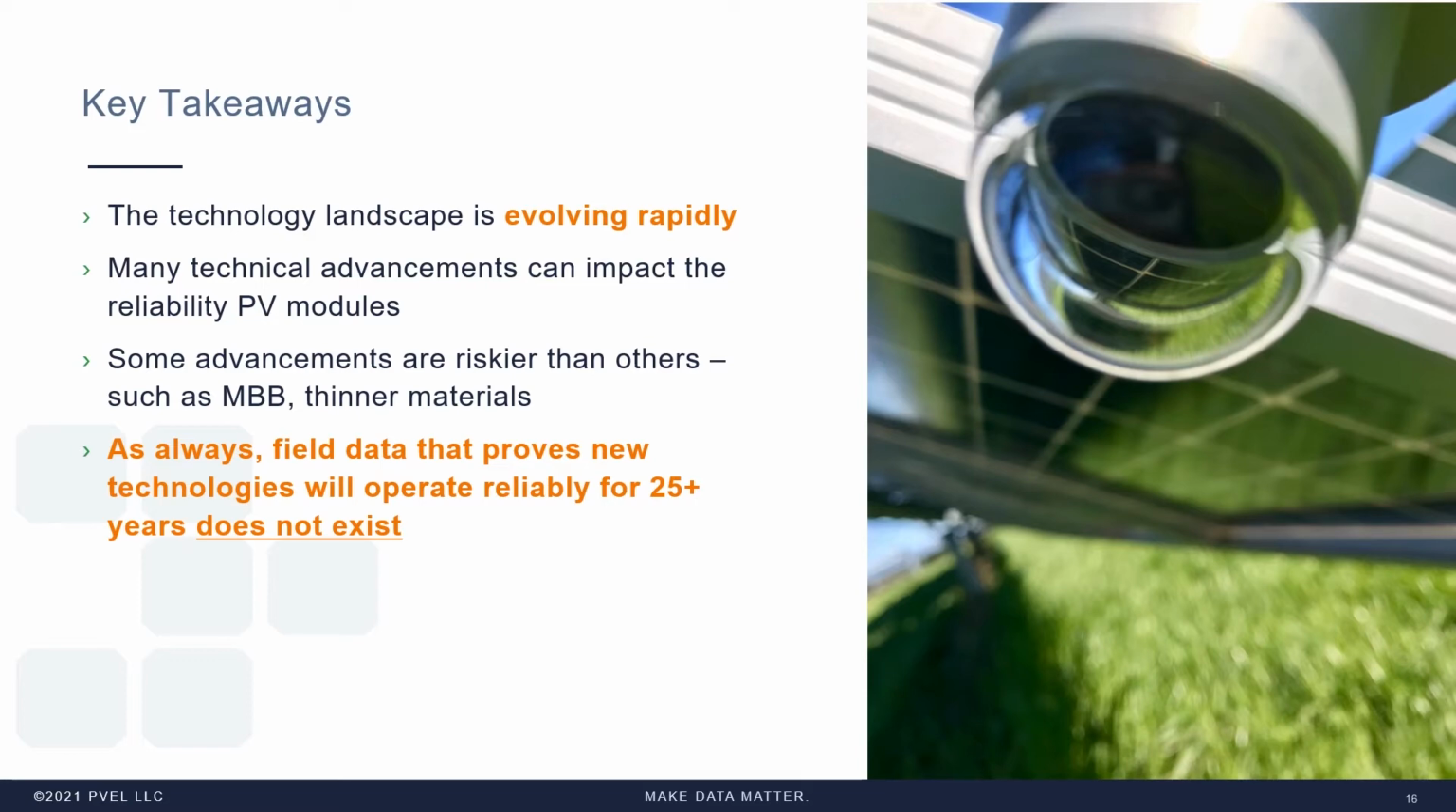Technical advancements can be positive for PV module reliability, but similarly can be negative for PV module reliability, and we will never get to the point where we have decades of field experience on the modules that are being sold. So lab testing is the best solution for effective qualification of different technologies and different suppliers and an evolving raw material supply landscape.